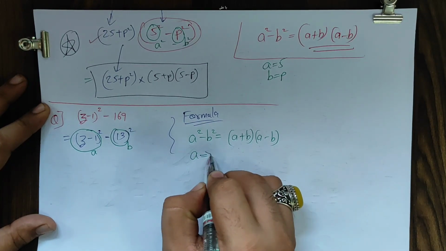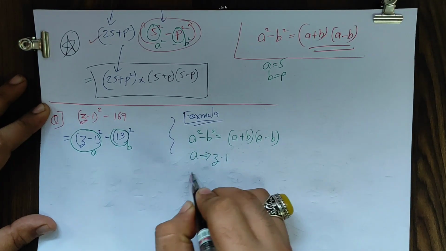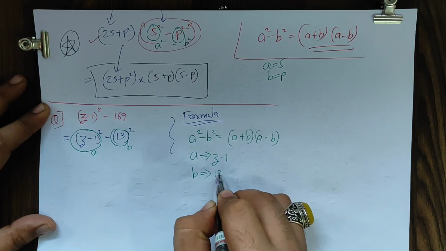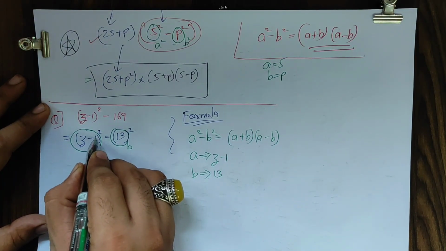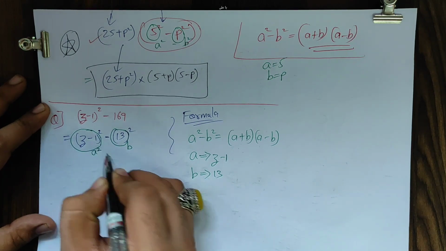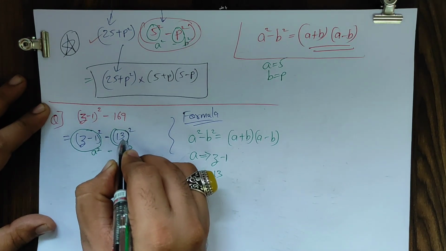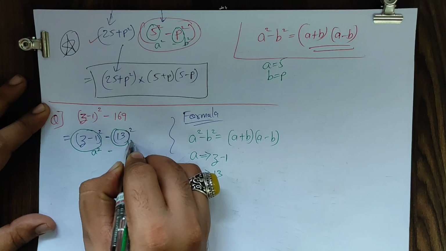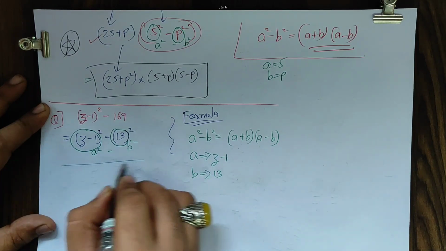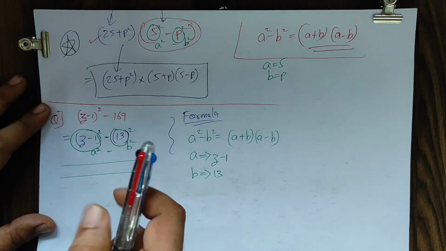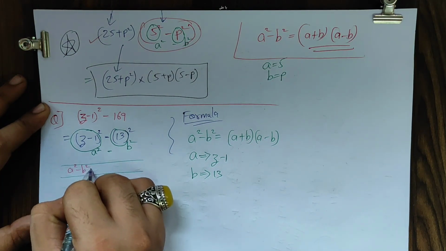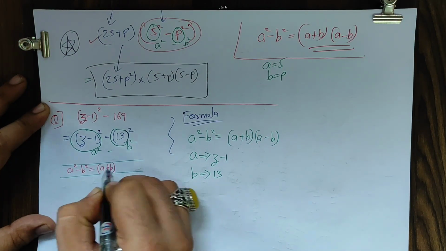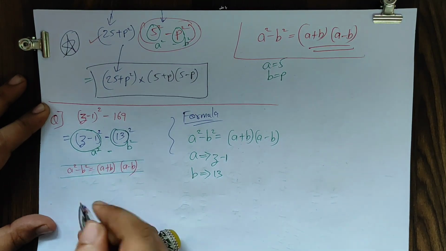So my a is z minus 1. My b is 13. Okay, so now it's the square of z minus 1, so it's like a square, minus 13 square, which is b square. And what's the formula? We all know the formula. I wrote it earlier, but I'm writing it once again over here. The formula is a square minus b square is a plus b multiplied by a minus b.